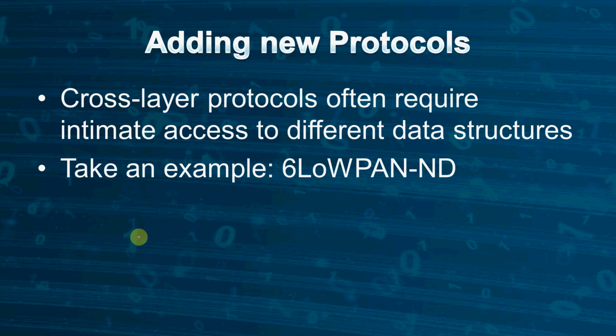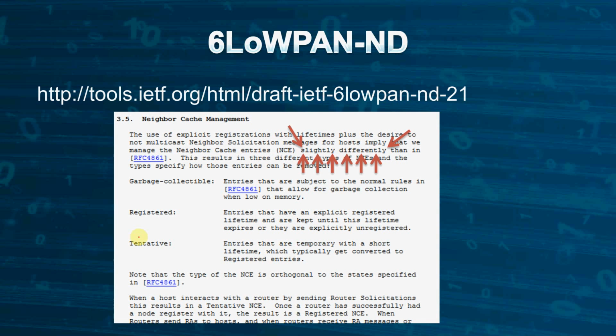The other thing cross-layer protocols might need is drastic changes or access to very low-level core data structures. 6LoWPAN ND is one example, and it has this line that the neighbor cache entry maintenance is done slightly differently than normal. This line can cause a whole world of headache because neighbor cache entry management is a core part of the protocols.